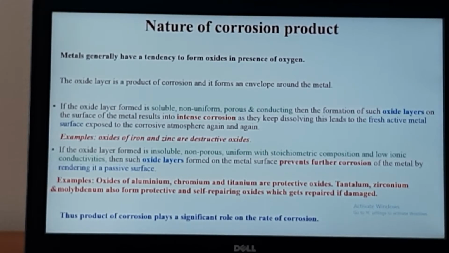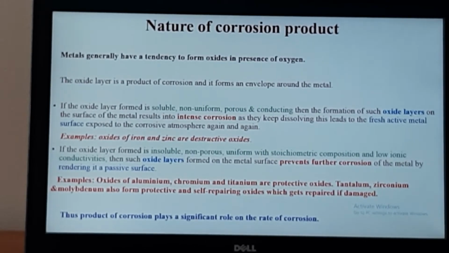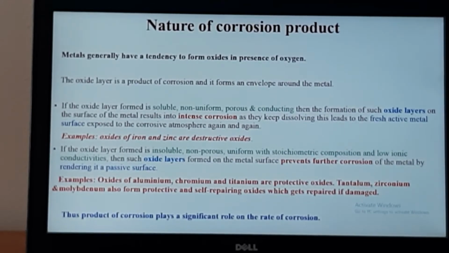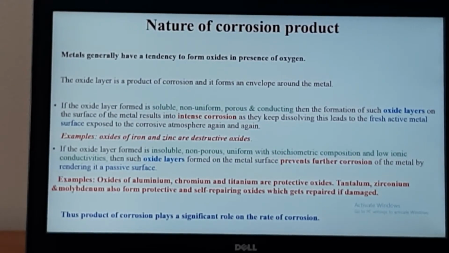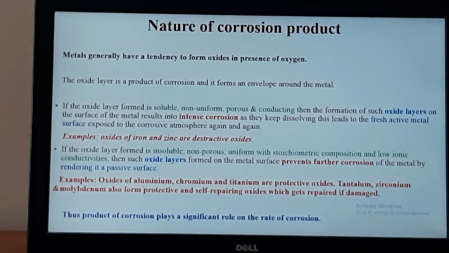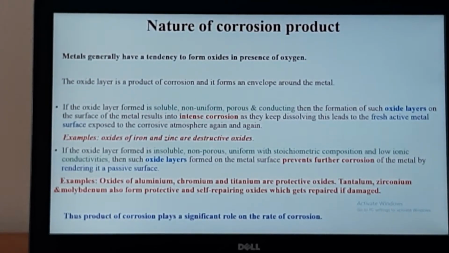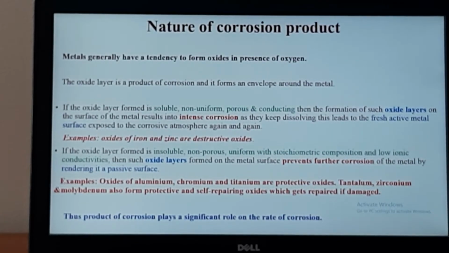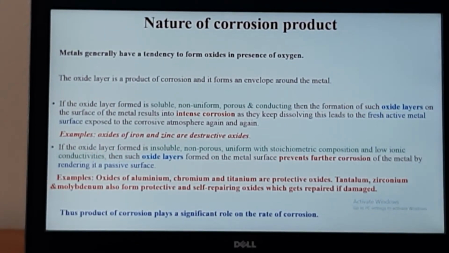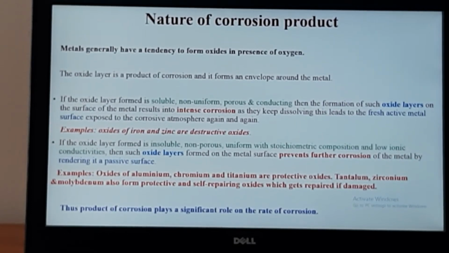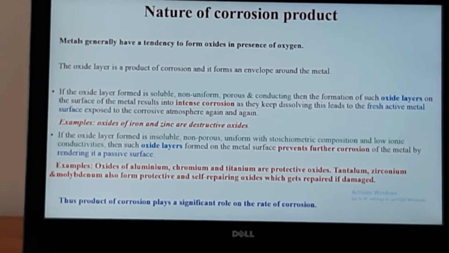oxide layers, if soluble in nature, dissolve, exposing the metal below for further corrosion. If there are pores on the oxide layer, then these pores also allow the atmosphere to reach the metal below it. And this is the reason oxides of iron and zinc are highly destructive oxides.